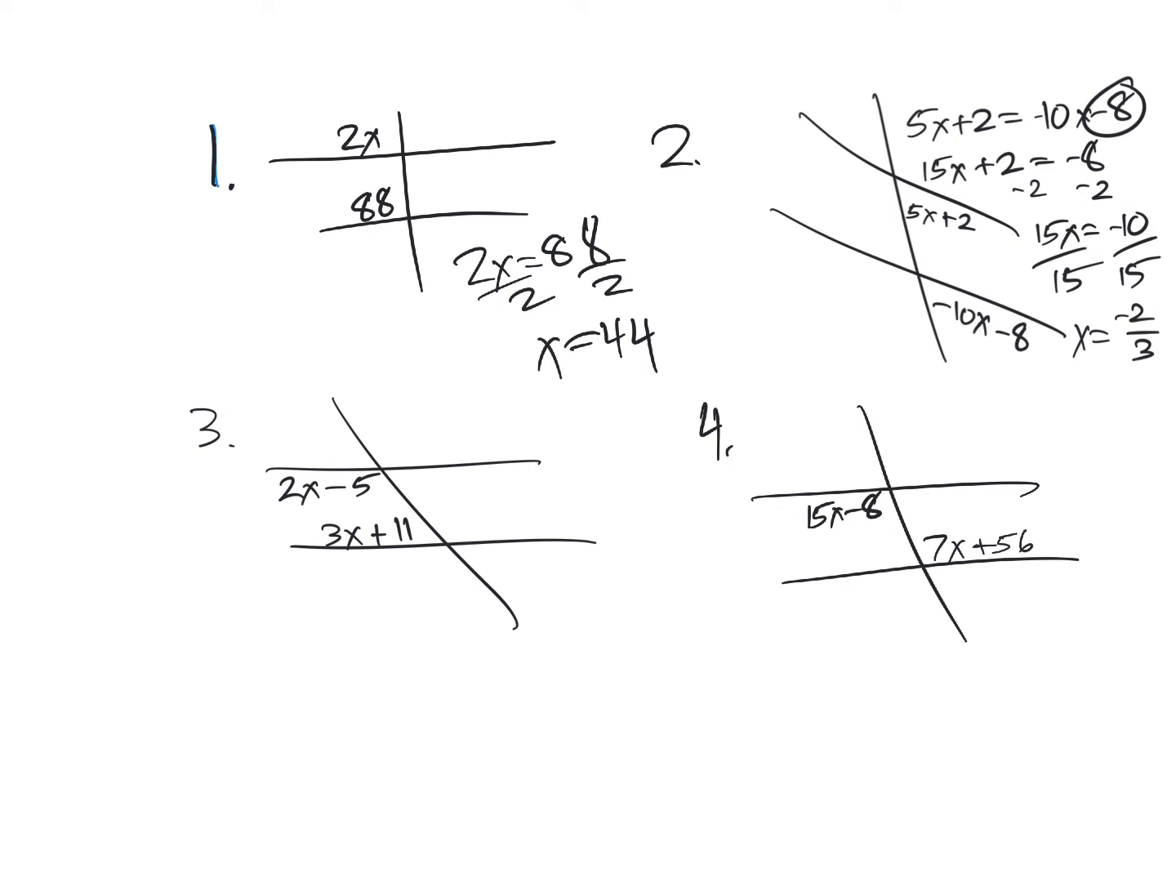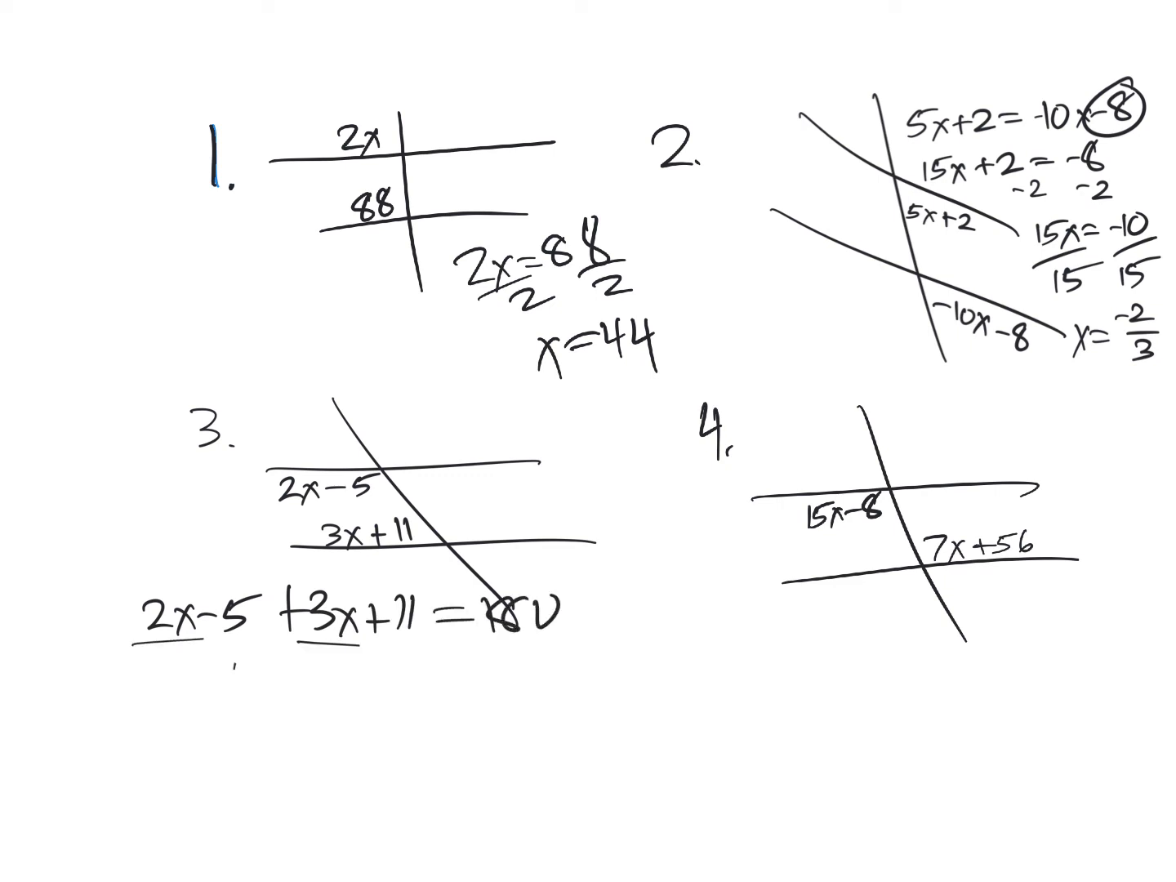Number 3. Wrote down the wrong problem. Number 3. They're both on the same side of the transversal, so they're either corresponding or they're consecutive. The 2x minus 5 is obtuse, and the 3x plus 11 is acute. So since they're different, that means they have to add up to 180. So 2x minus 5 plus 3x plus 11 has to equal 180.